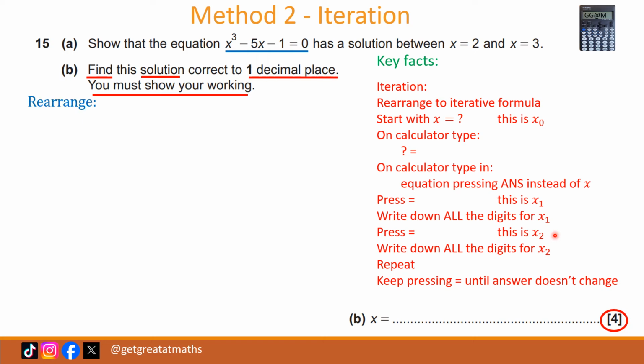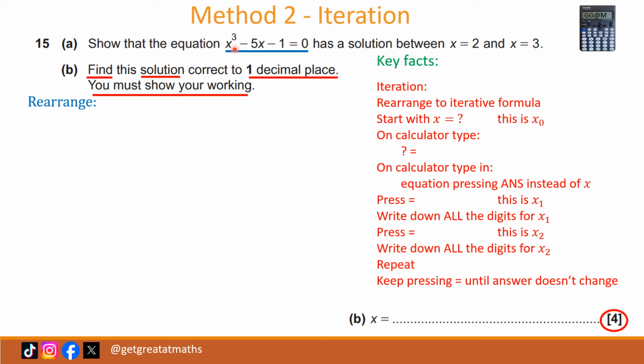So these are the key facts for iteration, and make sure you know how to do iteration for your exam. Now I'm going to go through the first bit with you for rearranging, because normally in the exam the rearrangement is given to you, and in this case it hasn't been given. So the rearrangement for this equation, we're going to rearrange to find this x here. So I'm going to get rid of the minus 5x, and I'm going to get rid of the negative 1. So the opposite to take away 5x is plus 5x, so I'm going to add 5x to both sides. And the opposite to take away 1 is plus 1, so I'm going to add 1 to both sides. So that means x cubed is going to equal 5x plus 1.